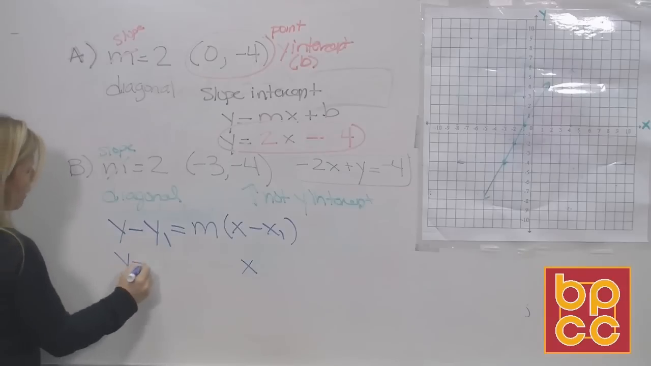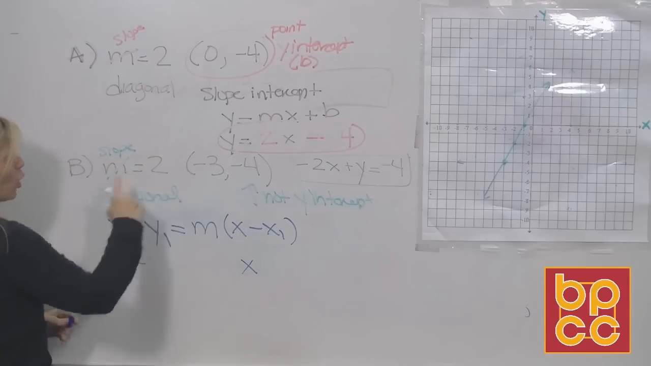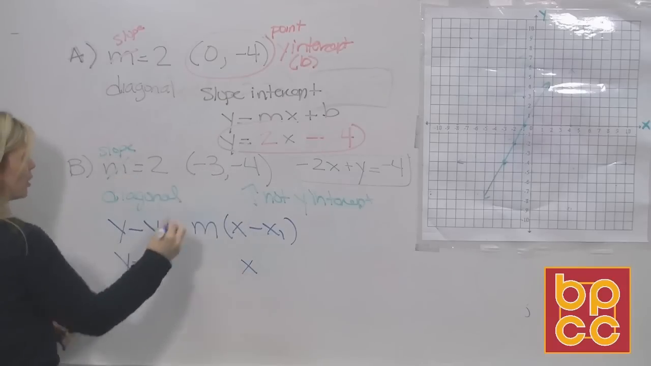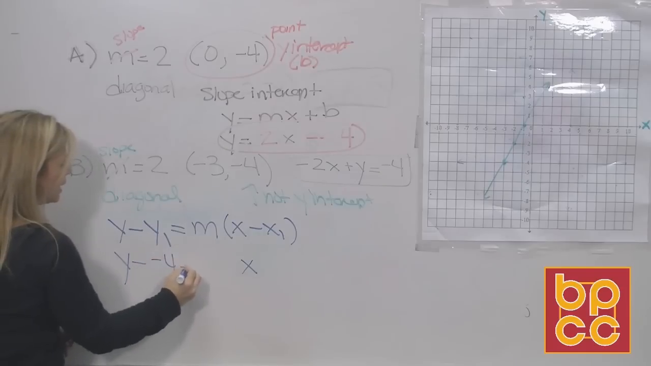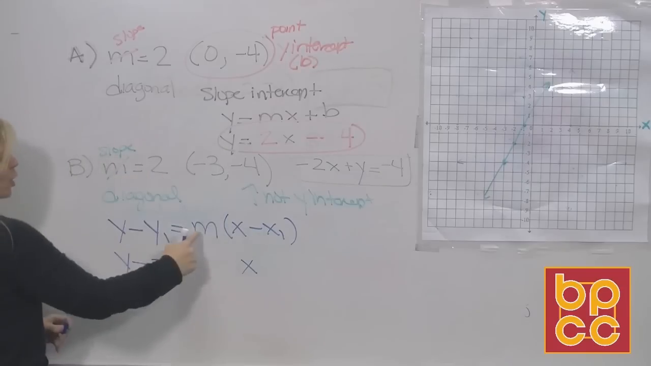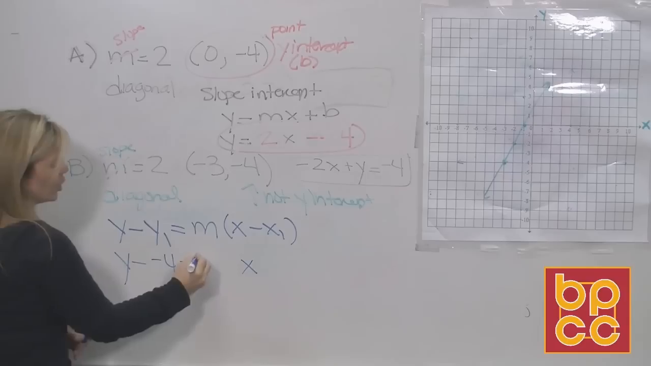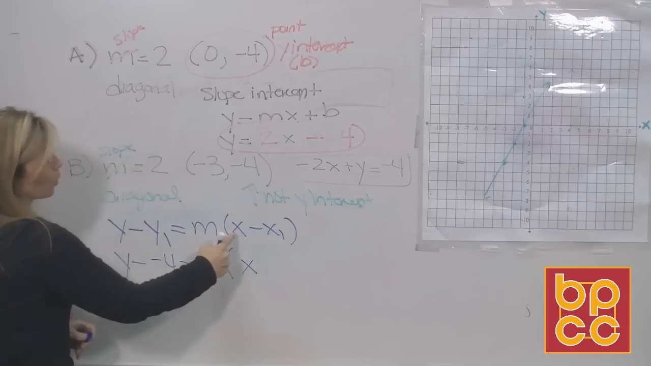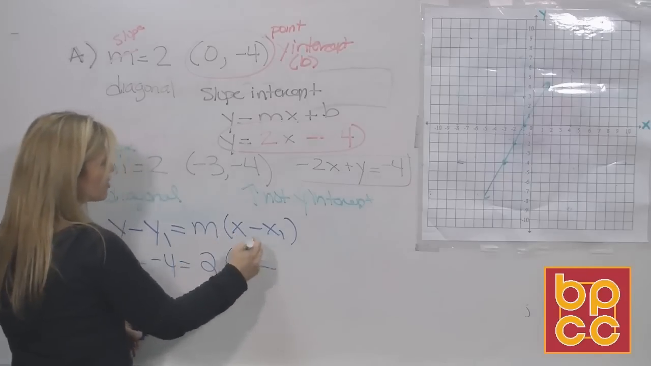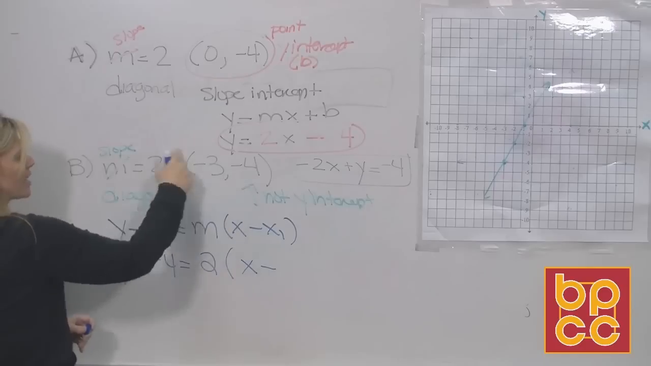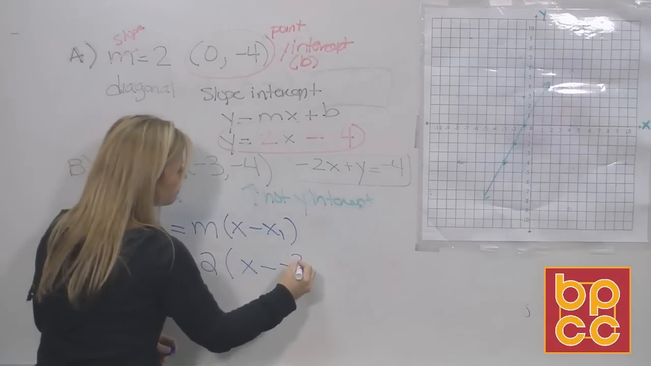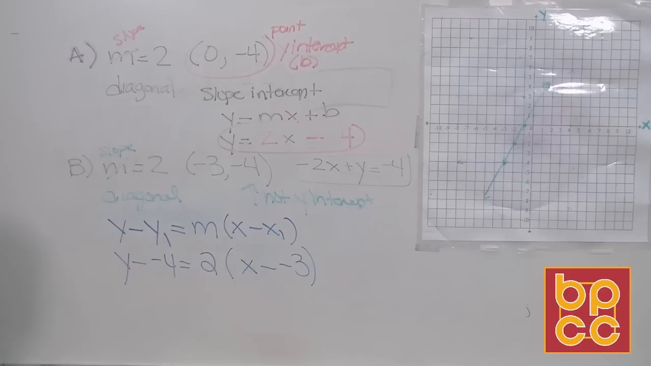So this is y minus, look up here at your clues. Where's your y value? Very good, it's negative 4. Equals, look at your clues. What's your m value? It's 2. Parentheses, we're going to leave that x minus. In your clues, what's your x value? Negative 3.